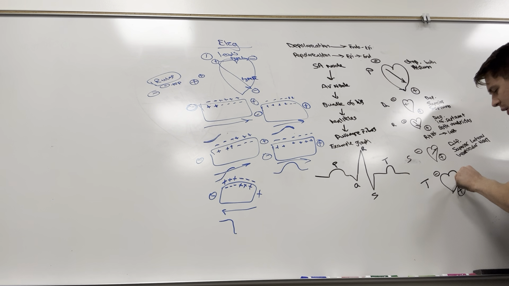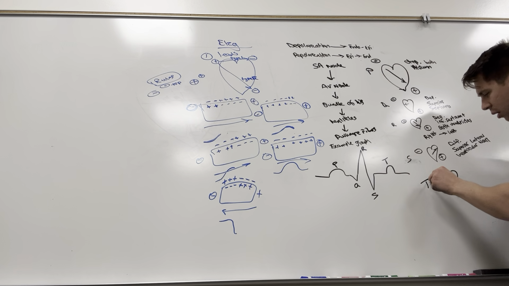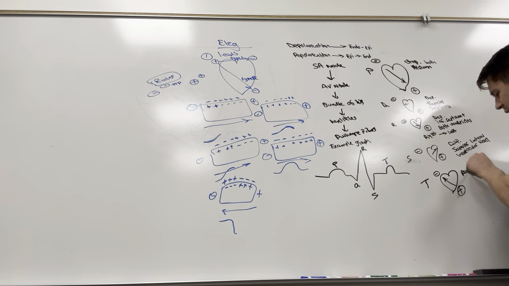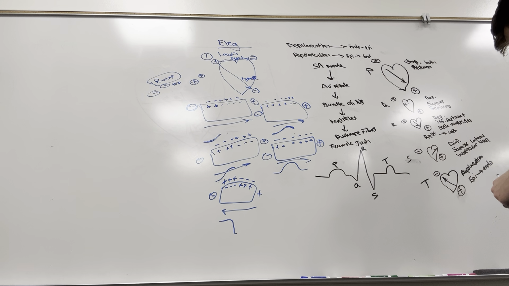Positive here, and this one's going to be going up like that. Perfect. So then we have that one going up just like that. And so what ends up happening here is the repolarization phase. If the heart's doing what it's supposed to, we're going to go epi to endocardium. So this way we repolarize in reverse. Okay.